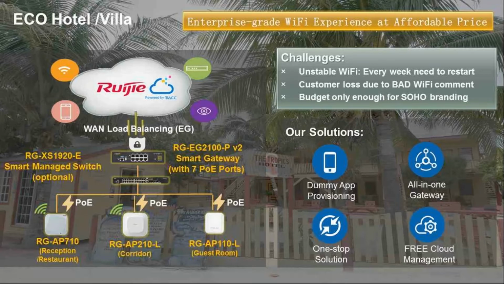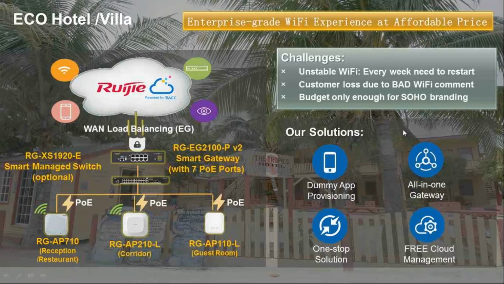The second one is the eco hotel or the villa. The challenge is unstable Wi-Fi. If they have a SOHO brand of Wi-Fi, every week they need to restart the access point, because the access point will always hang, and also the customer will be lost due to bad Wi-Fi comments. Because if the Wi-Fi is not very good, people on TripAdvisor will leave bad comments about the Wi-Fi, so customers are not going to stay at that hotel.